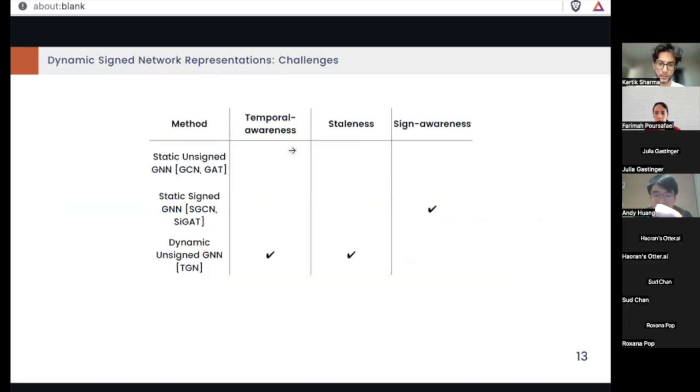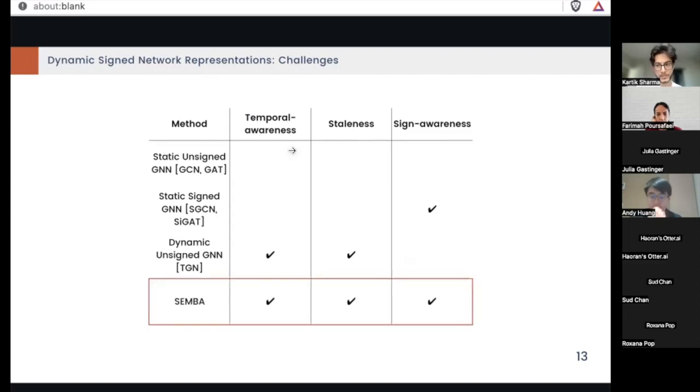Existing works fail to address all these challenges in a complete manner. So we can see that static signed GNNs would be sign aware, but not temporally aware, or would address staleness. On the other hand, dynamic unsigned GNNs would be temporally aware and would handle staleness, but would not be sign aware. And our model, SEMBA, is an attempt to fulfill this requirement of addressing all these challenges at the same time. I can stop here if there are any questions.